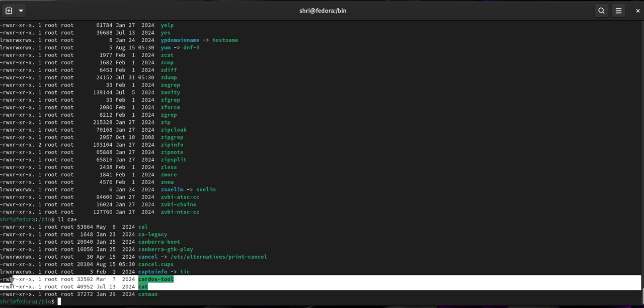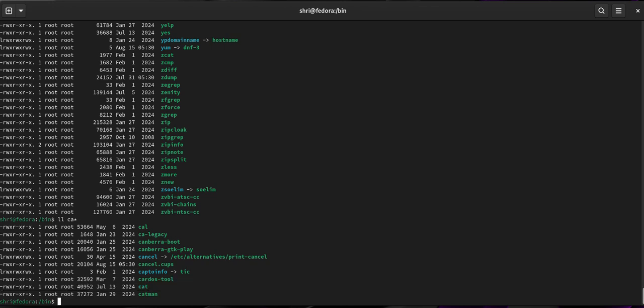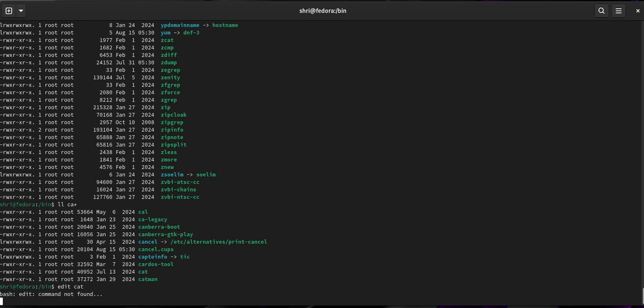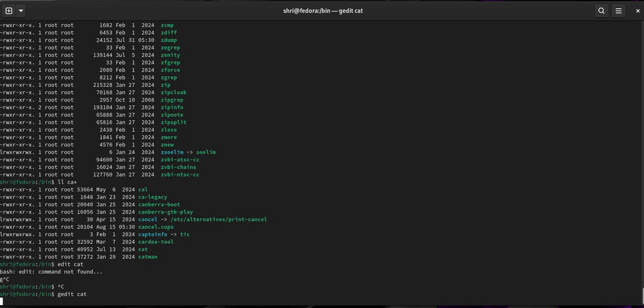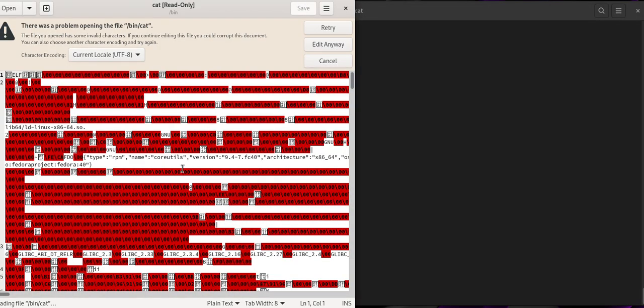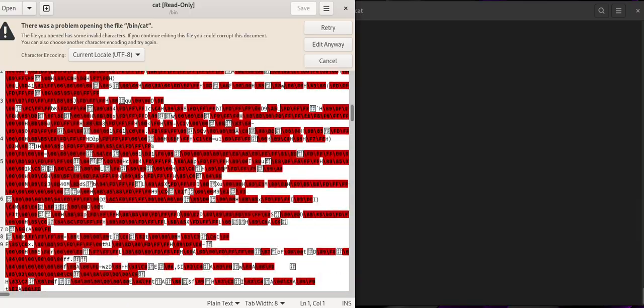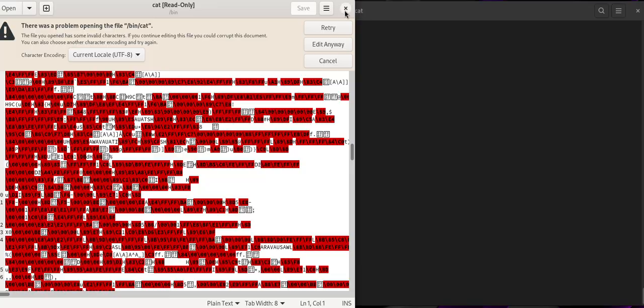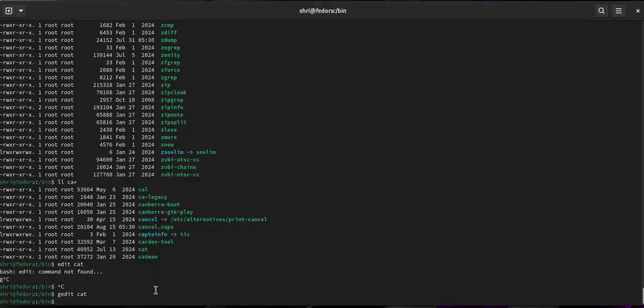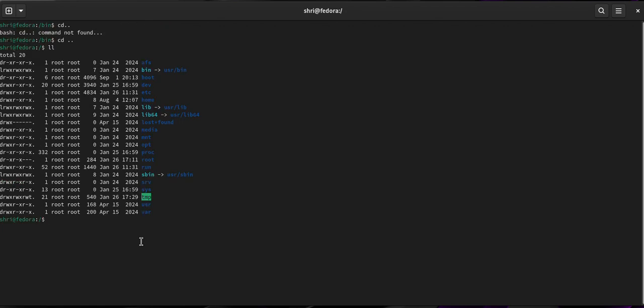So if I try to open this with some editor, cat, oh sorry, yeah, this is actually binary. We can't read this. This is a binary file. So these are all the binary files that we have in slash bin.